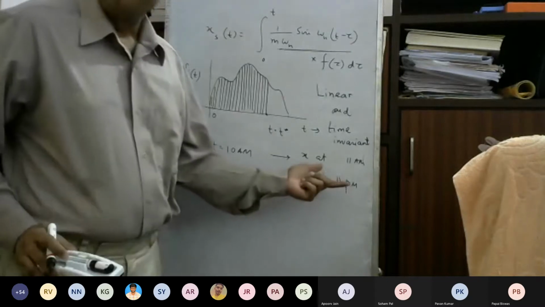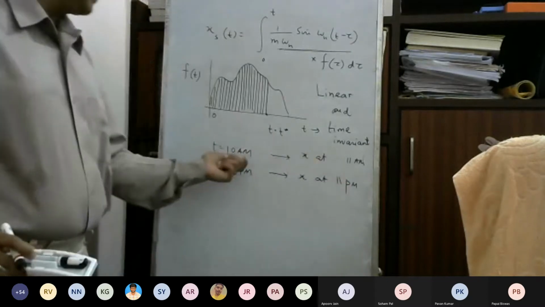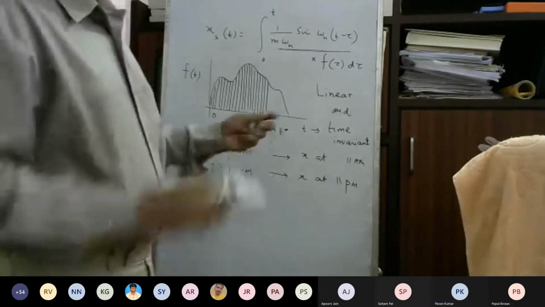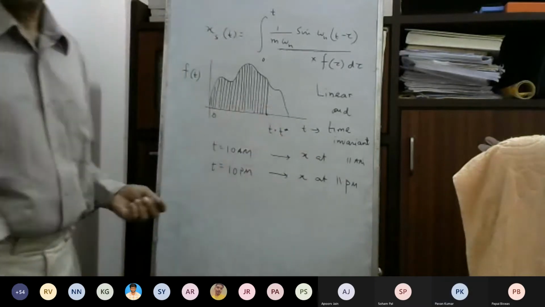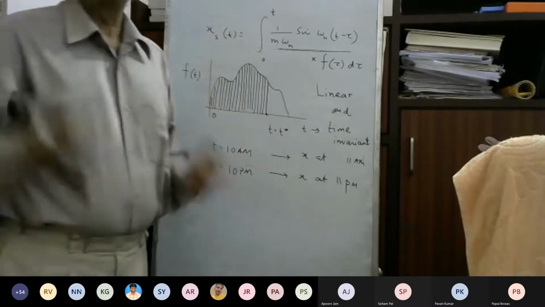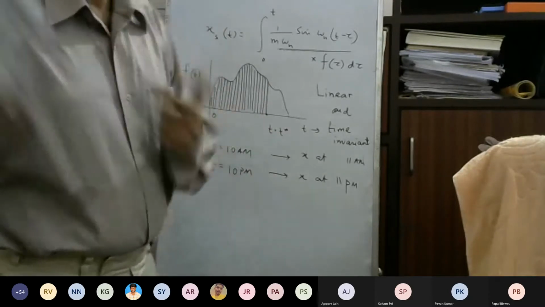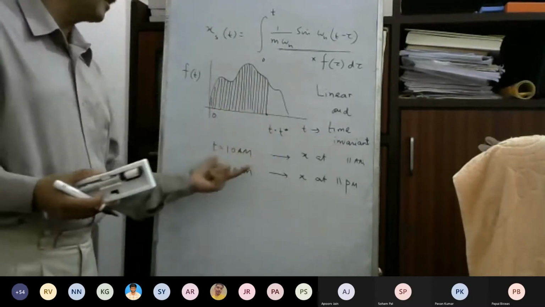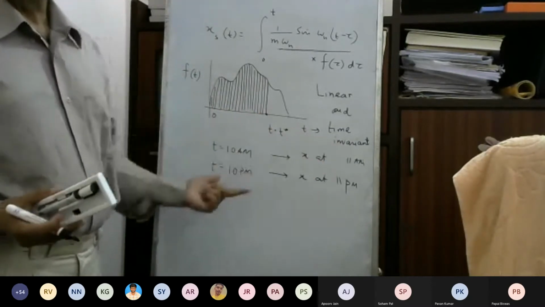Will they be same? I applied an impulse at 10 p.m. Yes, sir. Why? Because by this time the system has not changed. So if this is a time varying system, of course, if you do the experiment now and do the experiment at night, it will matter because by that time the system properties have changed. But here this is a time invariant system because the system property does not change with time.